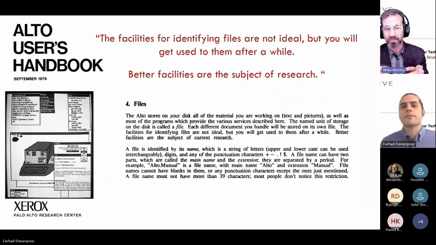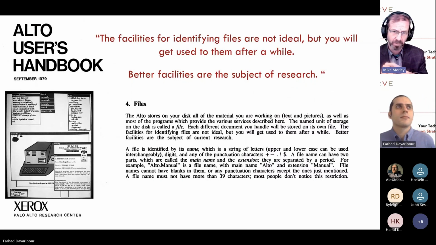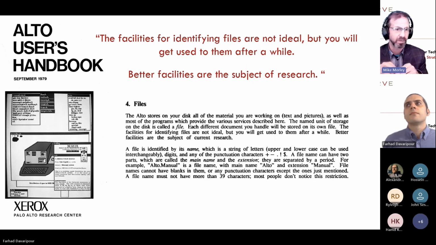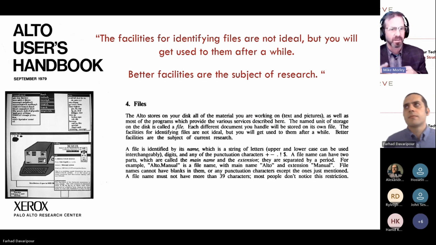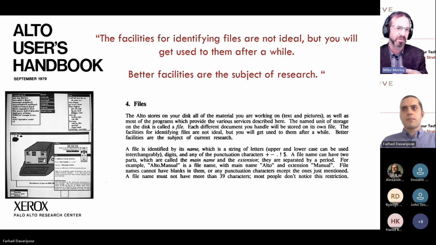And the really cool thing is I was actually able to track down the original research and the user's manual associated with this, which is still floating around out there on the internet. You can see that they literally describe the fact that the Alto stores files on disks of all the material you're working on, text and pictures, as well as most of the programs which provide the services. The named unit of storage is called a file. Each different document you handle will be stored in its own file. The facilities for identifying files are not ideal, but you'll get used to them after a while, and better facilities are the subject of current research.